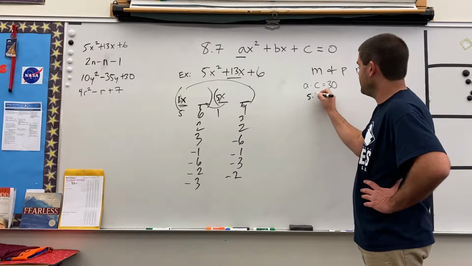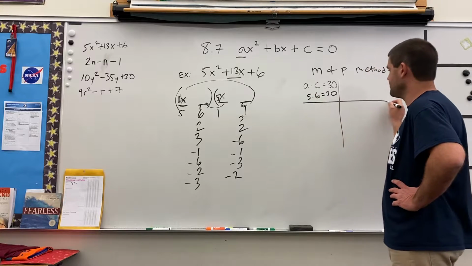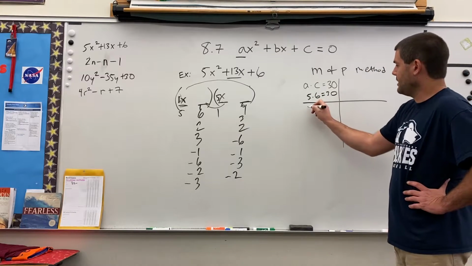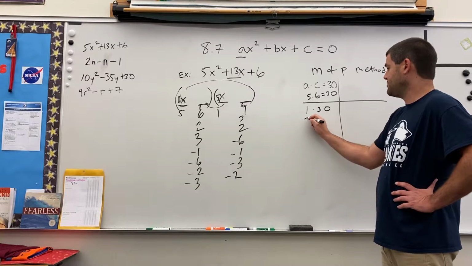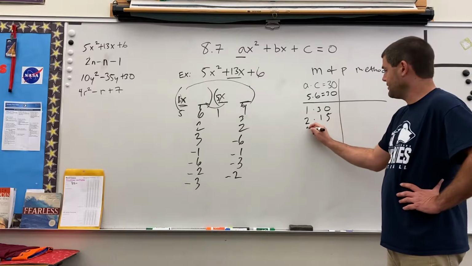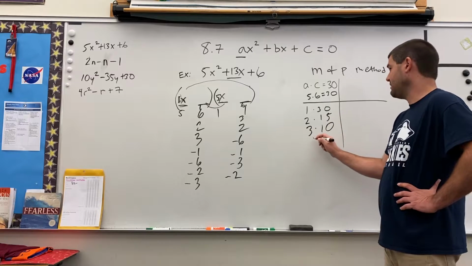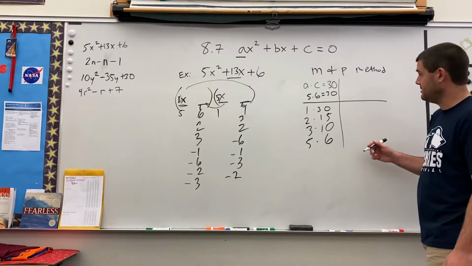So 5 times 6 is 30. Okay, so what are the different factors of 30? Well, I could get 1 times 30. I could get 2 times 15. I could get 3 times 10. I could get 5 times 6. Okay, so those are my factors of 30.